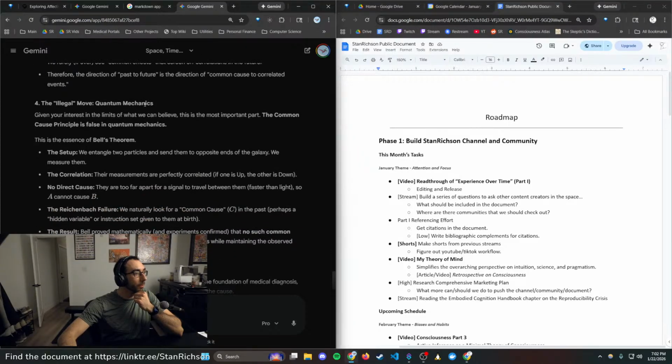The illegal move, quantum mechanics. Given your interest in the limits of what we can believe, this is the most important part. The common cause principle is false in quantum mechanics.